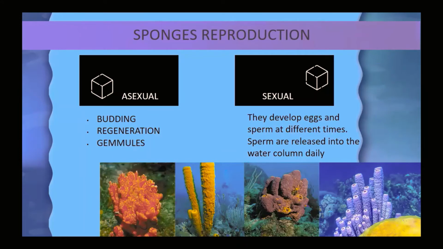In sexual reproduction, most sexually reproducing poriferans are hermaphroditic, meaning they develop eggs and also sperm at different times. Sperm are released into the water column daily. The sperm are produced concentrated and released through the excurrent openings in a dense mass, giving the sponges an appearance of smoking.